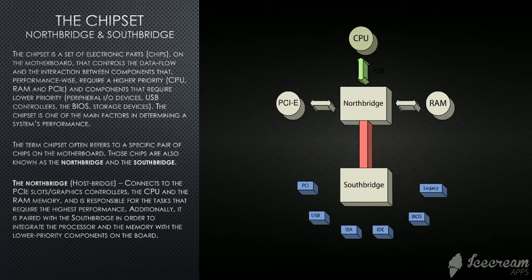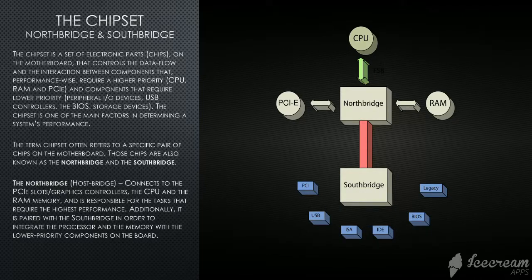The chipset is a set of electronic parts on the motherboard that controls the data flow and the interaction between components that performance-wise require a higher priority and components that require lower priority. The chipset is one of the main factors in determining a system's performance. The term chipset often refers to a specific pair of chips on the motherboard. Those chips are also known as the North Bridge and the South Bridge.